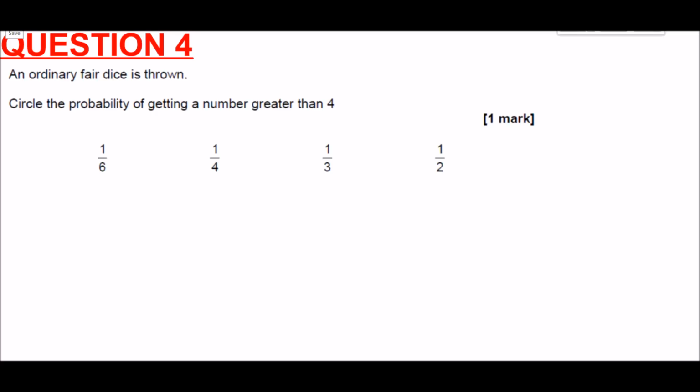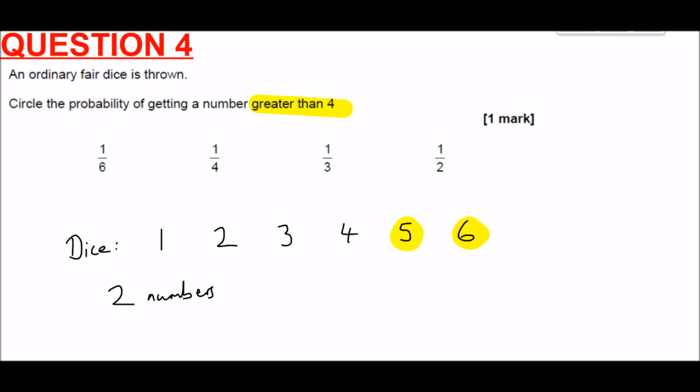Question 4. An ordinary fair dice is thrown. Circle the probability of getting a number greater than 4. And so numbers on a dice, I'm just going to list here. We could have a 1, a 2, 3, 4, 5, or 6. And the numbers which are greater than a 4, there's only 2 numbers which are greater than a 4, which are 5 and 6. And so 2 numbers on a dice out of 6 are greater than 4.